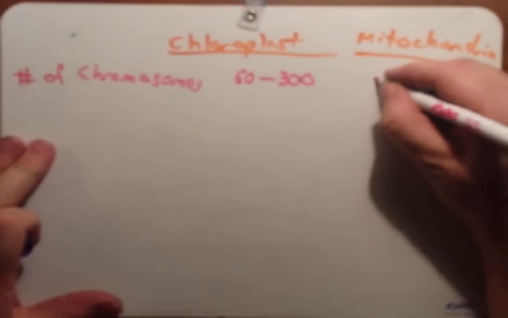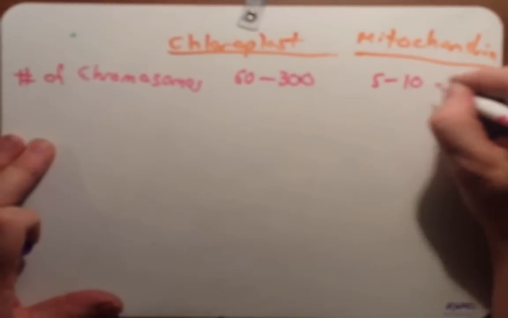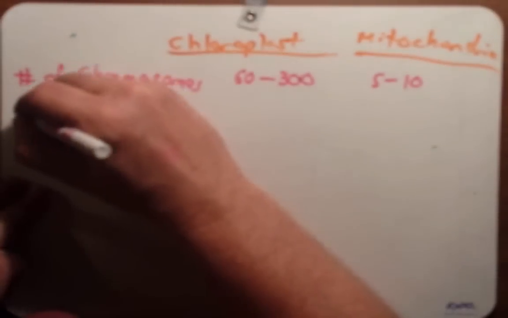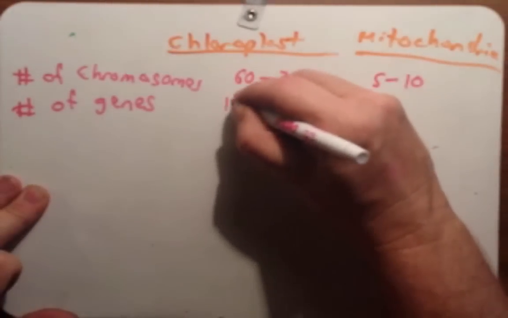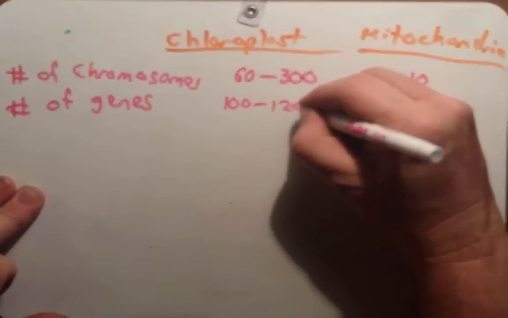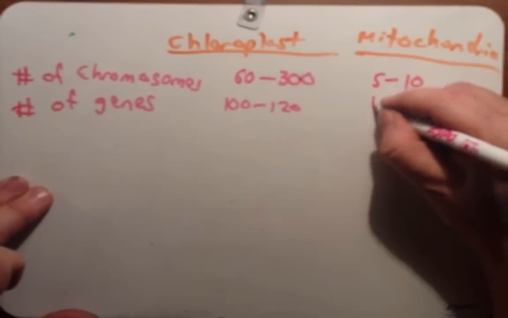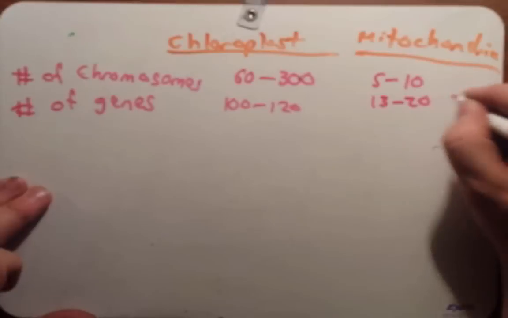Mitochondria have far fewer, 5 to 10 chromosomes per cell. Number of genes per chromosome: in the chloroplast is roughly 100 to 120 genes. In mitochondria, depending on the species, between 13 and 20.